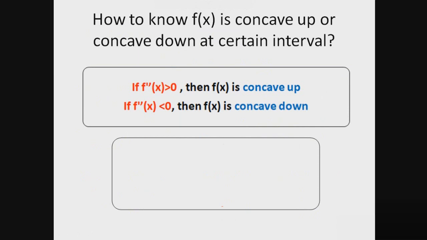Now, how do we know whether f of x is concave upwards or concave downwards on a certain interval? Let's look at this condition. If f double prime x is greater than 0, then f of x is concave up. Otherwise, if f double prime x is less than 0, then f of x is concave down. So it is obvious that we need to find the second derivative after the first derivative.